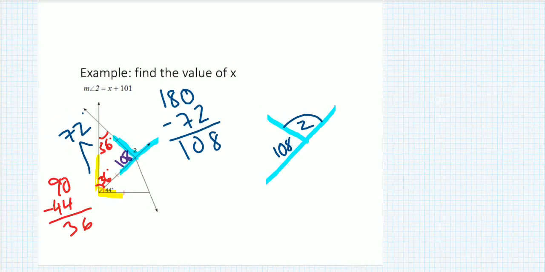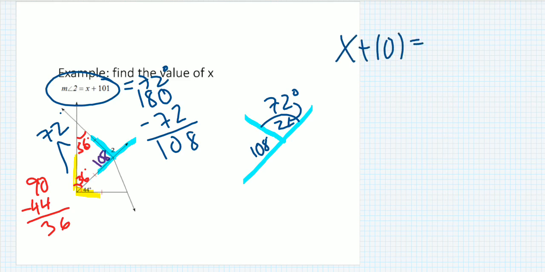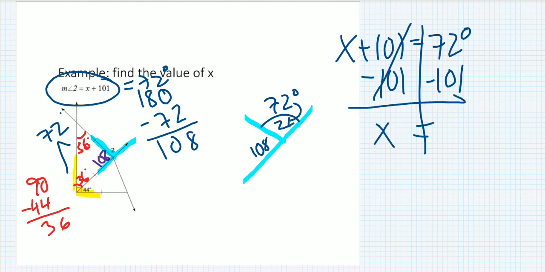outside. So basically this needs to be equal to 72 degrees. Now notice how it has a different name, which is angle 2. Sorry, that was supposed to be an arrow. There you go. So what I can do is set this equal to 72 degrees, and that'll give me my answer at the end. So x plus 101 is equal to 72 degrees. Then we just solve for it by isolating the variable. X is equal to negative 29 degrees.